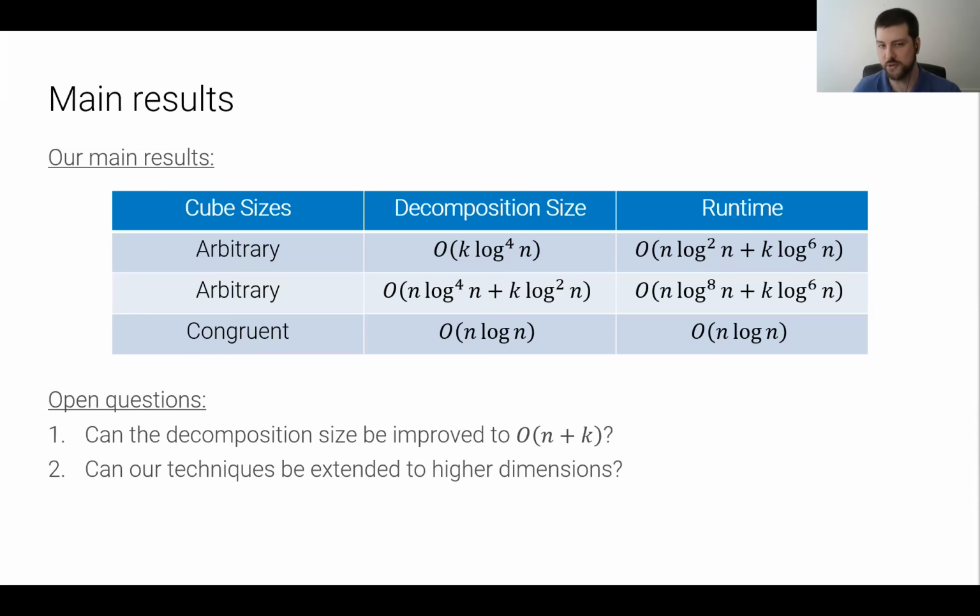But it's quite different from the algorithm we described here. We need a lot less machinery. And by exploiting the fact that all the cubes are the same size, we're only a log factor away from linear in n. So we have two open questions to leave you with.